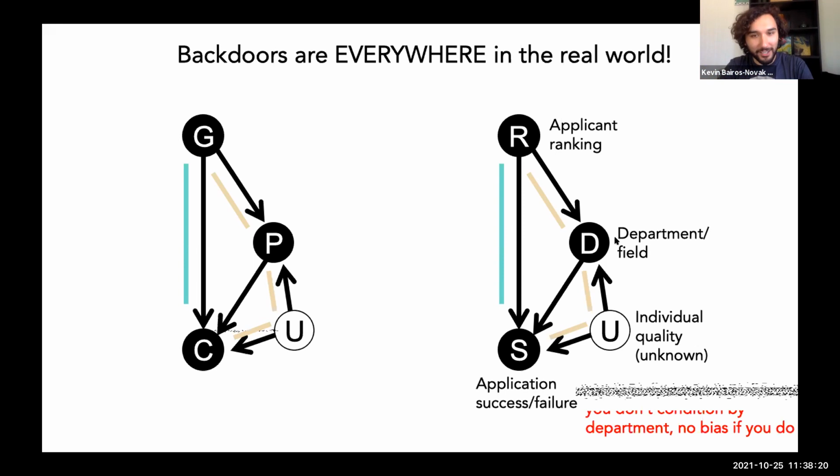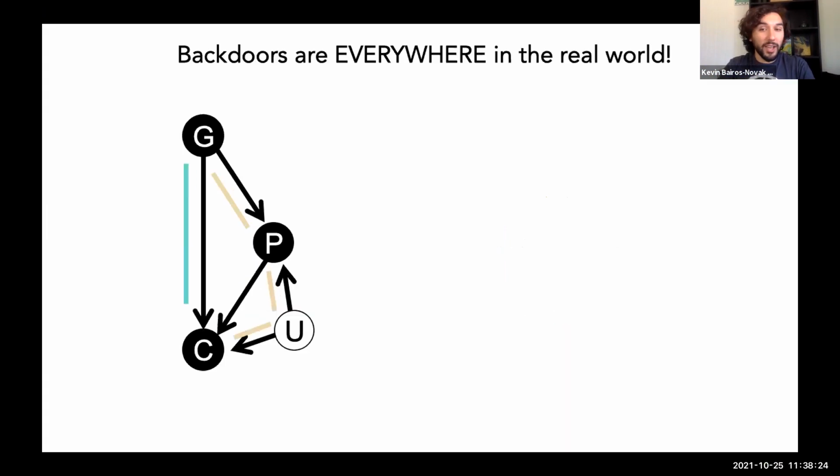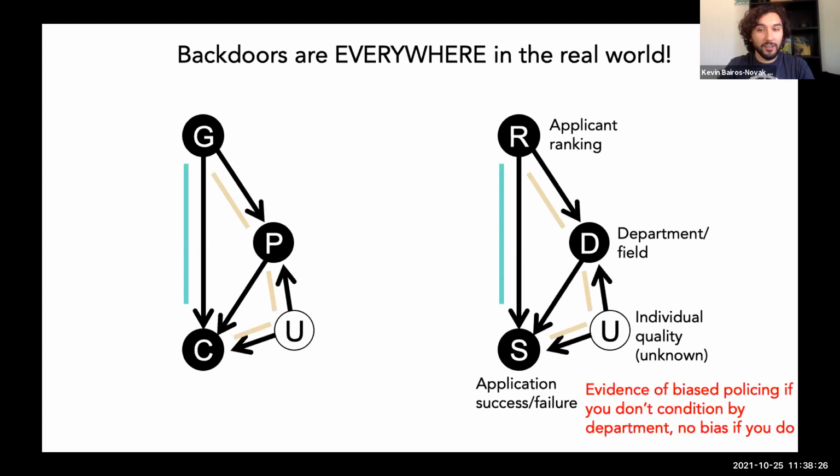Oops, it doesn't have it there. Hold on a sec. So basically what I'm saying is that there's no way, given the current data, to see it. If you don't condition by department, there will be evidence of gender bias, even if there isn't. And if you do include department, if there was gender bias, now there won't be. So no matter what, you're always going to be wrong. If you include department or you don't, you'll always be wrong.